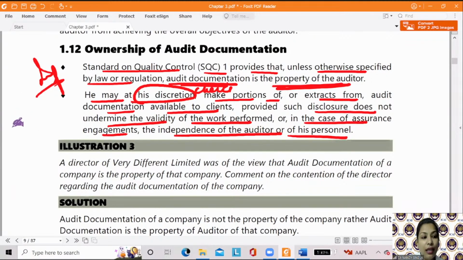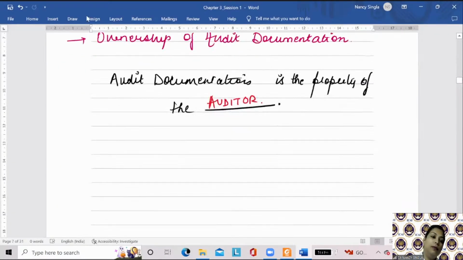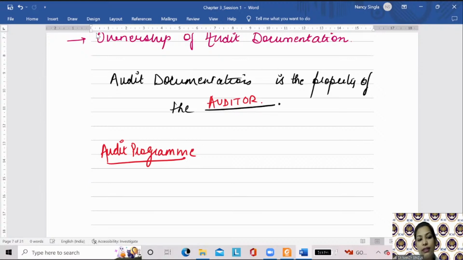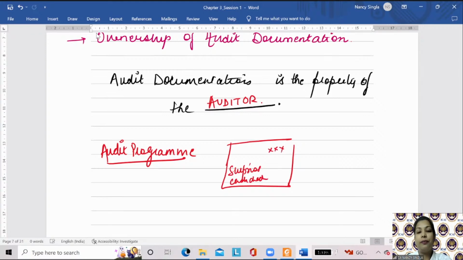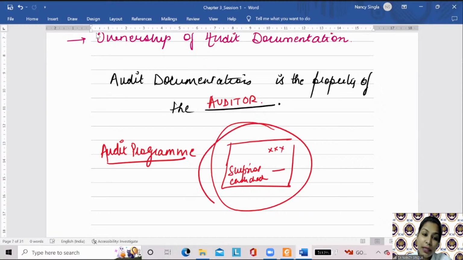Now tell me, if there is one audit program in the file, है ना? अभी the audit work is going on, ठीक है? And in the audit program, there is a list whereby it is mentioned surprise cash check will be held on so and so date. Now, if the auditor makes available this to the client, obviously it is going to make the audit less effective. Why?